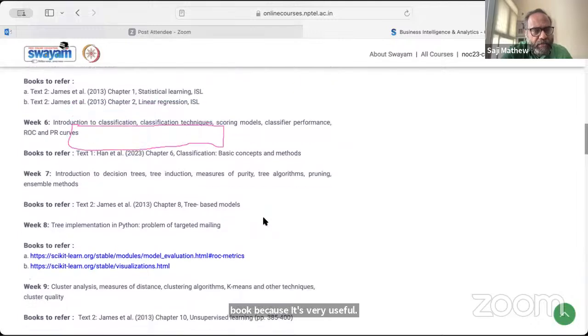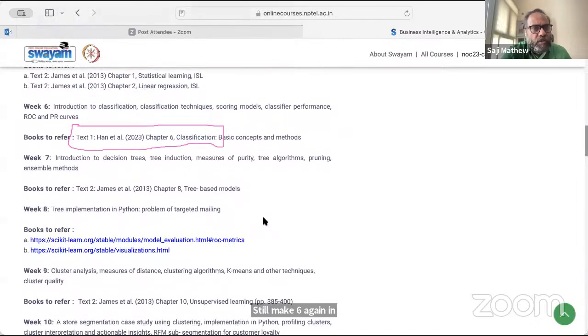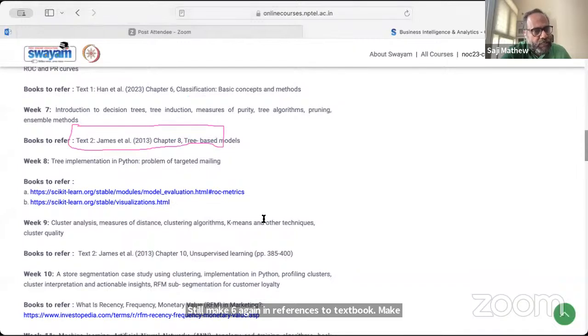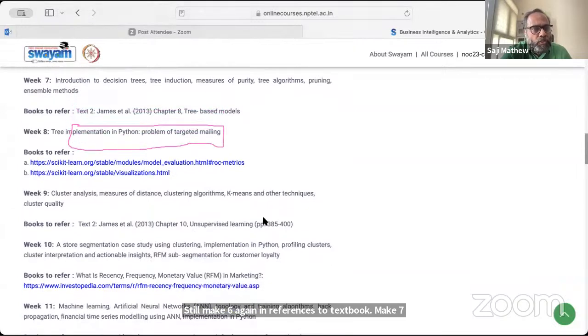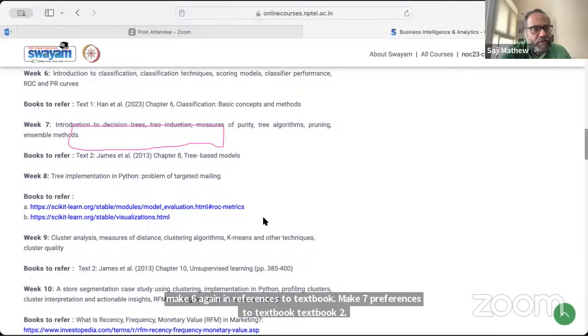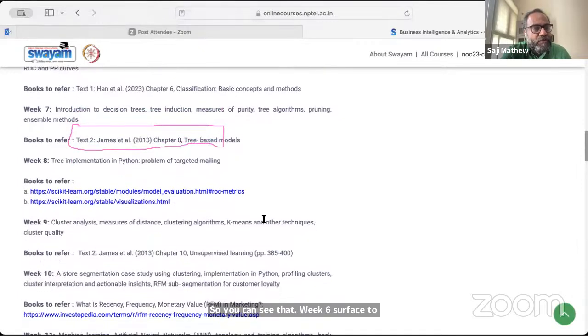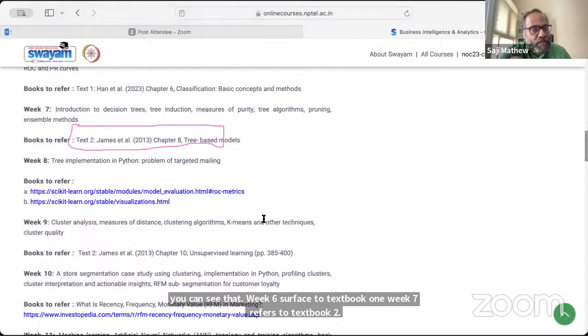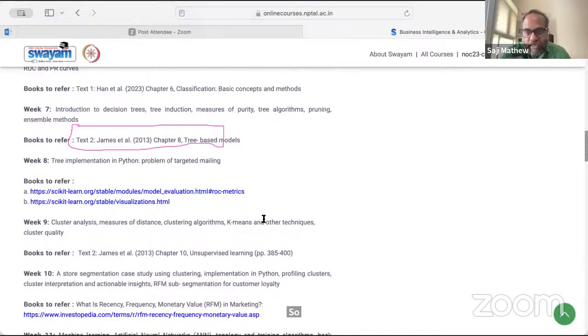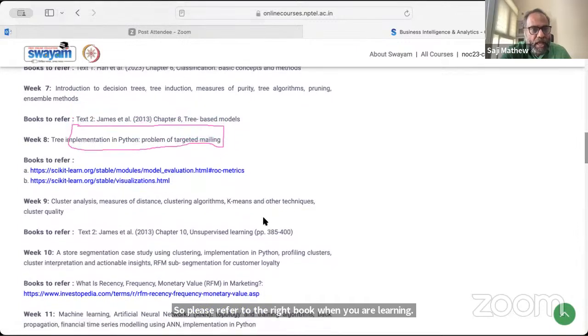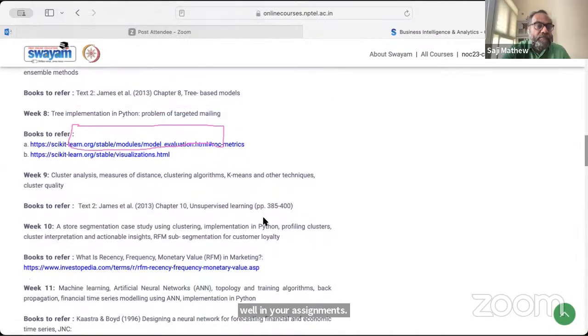Week 6, again, references the textbook. Week 7 references textbook 2. So you can see that week 6 refers to textbook 1, week 7 refers to textbook 2. So please refer to the right book when you are learning materials in a particular week so that you perform well in your assignments. And week 8 onwards, we are also working on problem solving using Python.